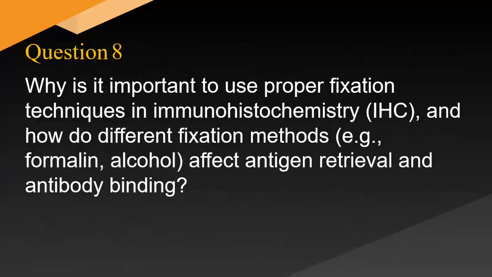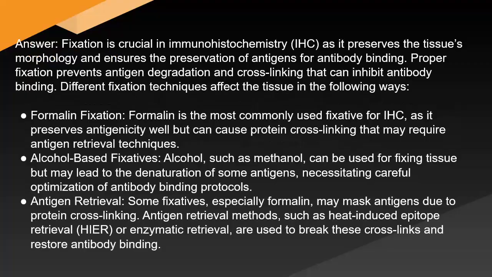Why is it important to use proper fixation techniques in immunohistochemistry, and how do different fixation methods, e.g., formalin, alcohol, affect antigen retrieval and antibody binding? Answer. Fixation is crucial in immunohistochemistry, as it preserves the tissue's morphology and ensures the preservation of antigens for antibody binding. Proper fixation prevents antigen degradation and cross-linking that can inhibit antibody binding.